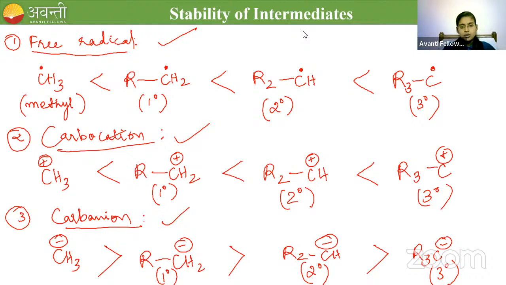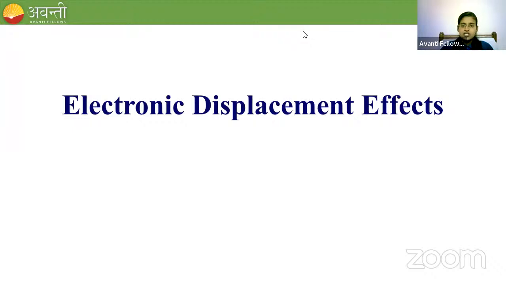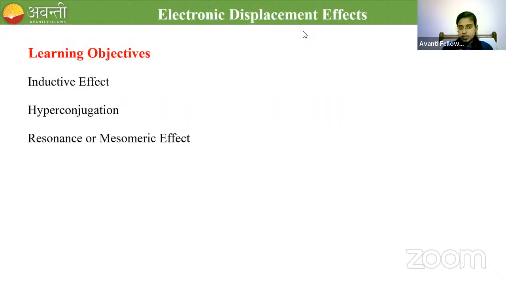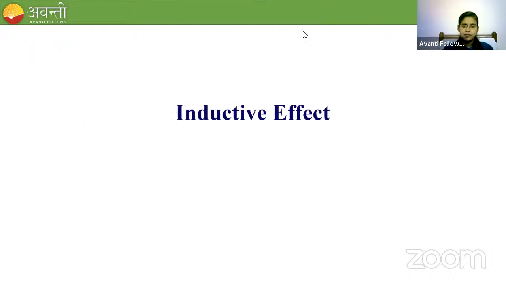Now let's enter into the next topic, which is called electronic displacement effects. We are going to discuss three effects: inductive effect, hyperconjugation, and resonance effect or mesomeric effect. Resonance effect has one more name, which is called mesomeric effect. So first, let's enter into the inductive effect and discuss something about it.